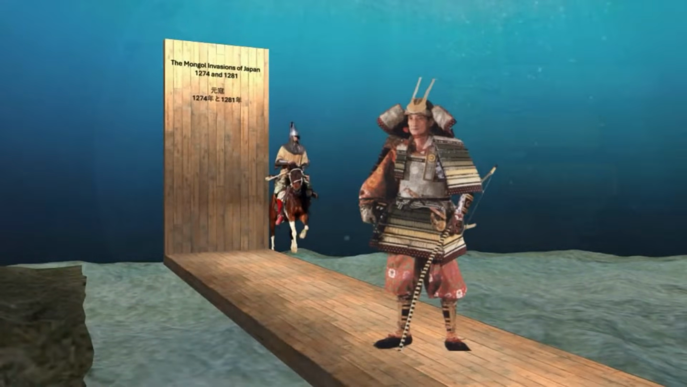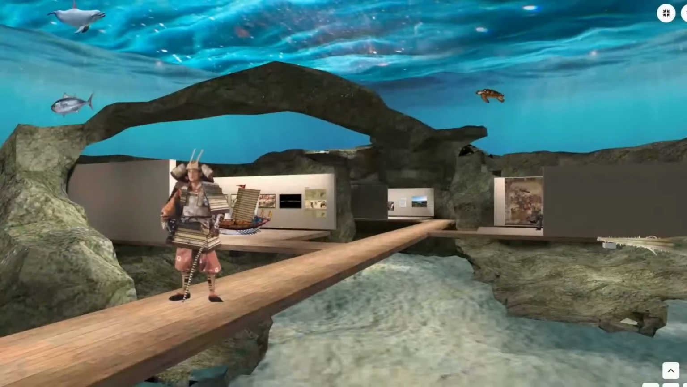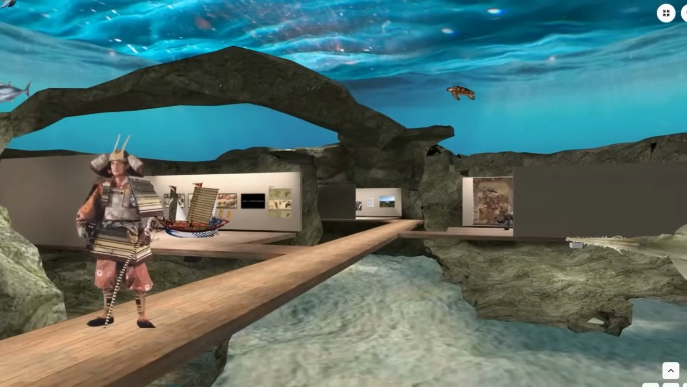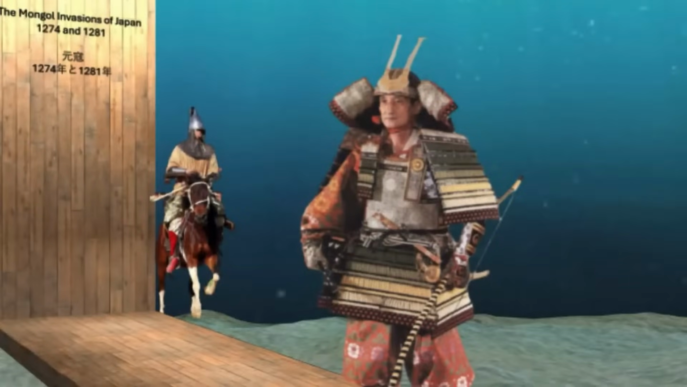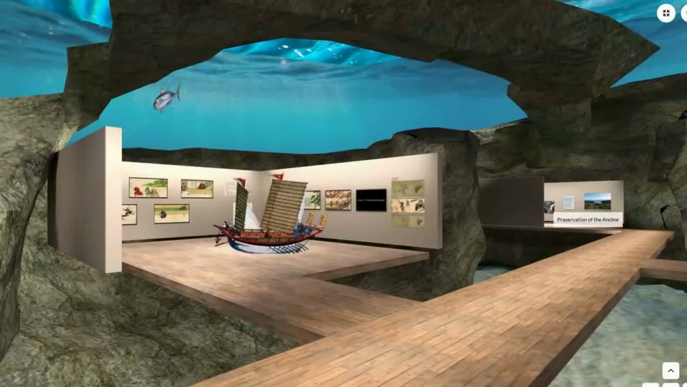Let's start with the Mongol invasion of Japan, in which Japan was saved by the divine wind, or kamikaze. We start by seeing the invasion through the eyes of a samurai, who complained that his deeds of valor had been unfairly overlooked, and employed a war artist to emphasize the point.